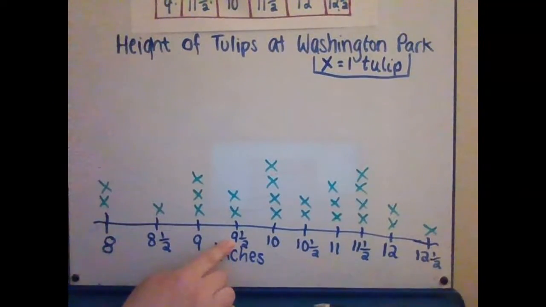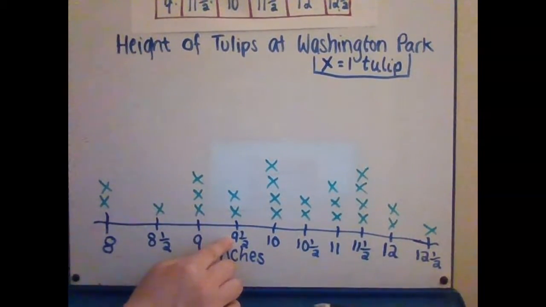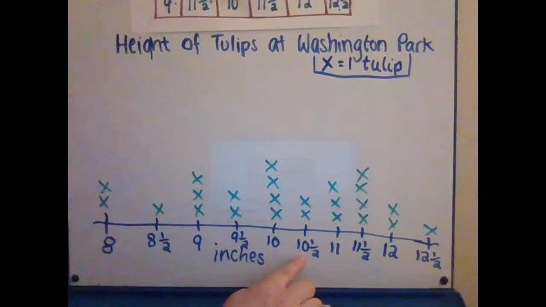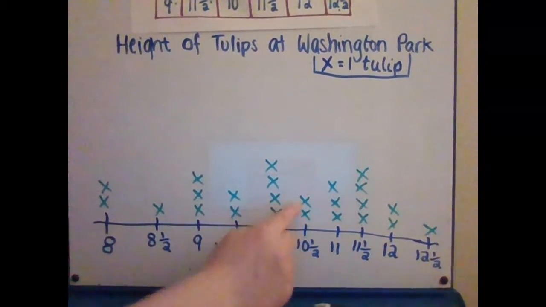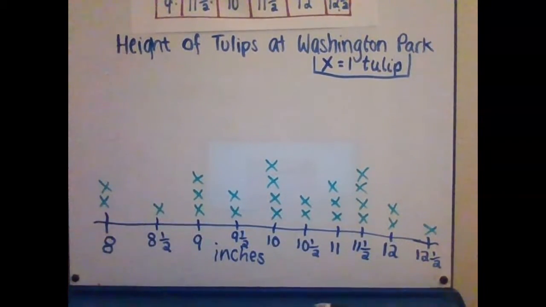What other height of tulips has the same frequency as 9.5? So 9.5 has 2 tulips. What other heights of tulips have the same? I hope you're saying 10.5 inches because it has 2 also, and I hope you're saying 12 because it has 2 also.